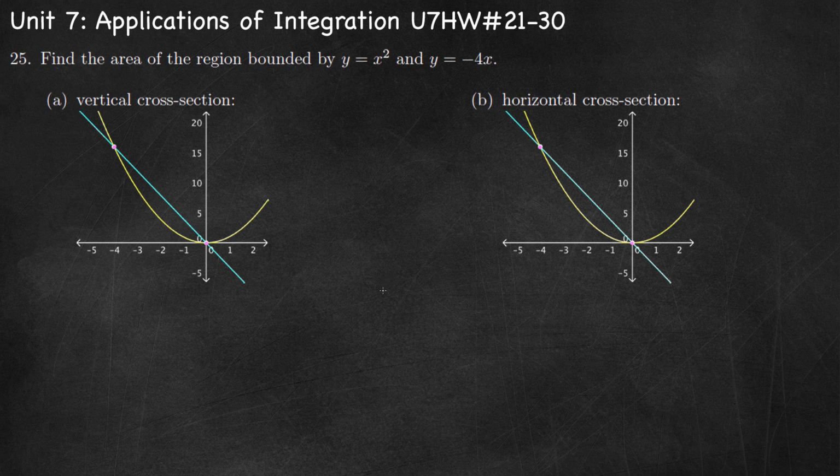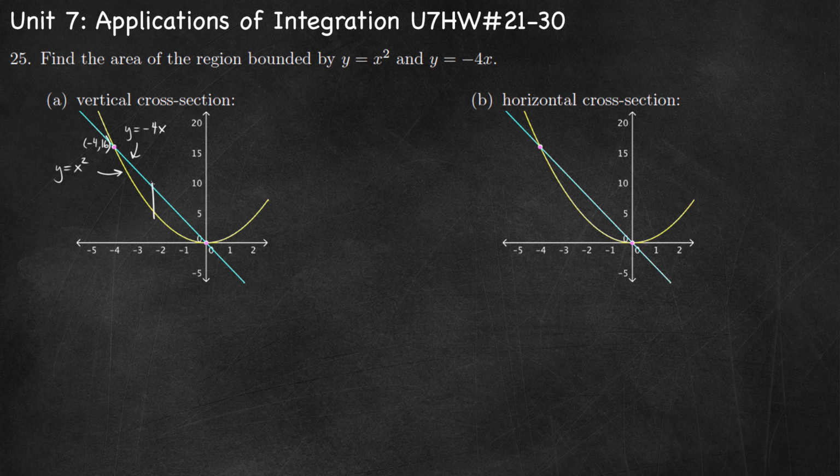Find the area of the region bounded by y equals x squared and y equals -4x. Y equals x squared is the yellow function. Y equals -4x is my blue function. And points of intersection here are going to be (-4, 16). We can check that in both equations and make sure it works. And then (0, 0) on the other side.